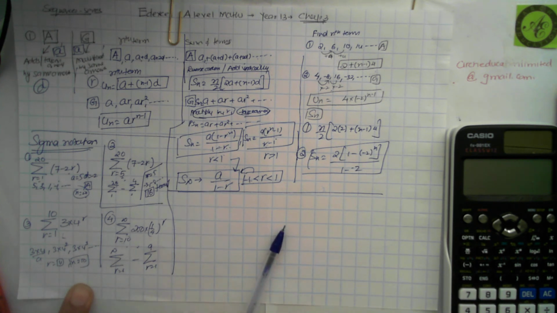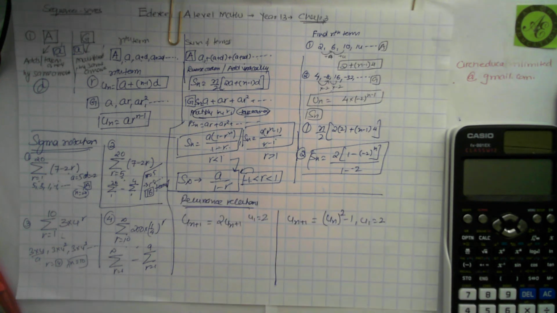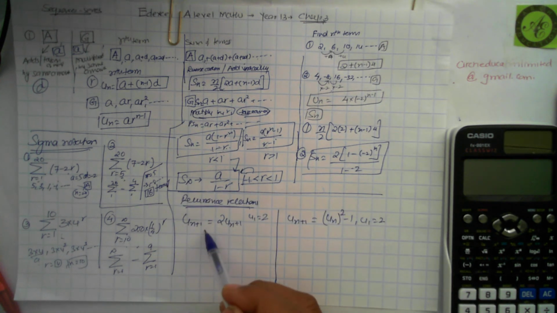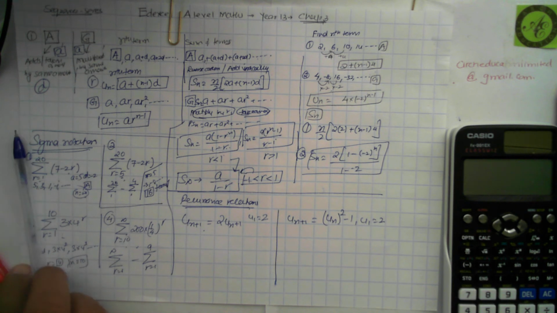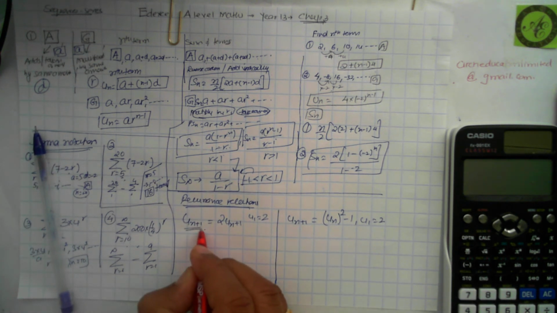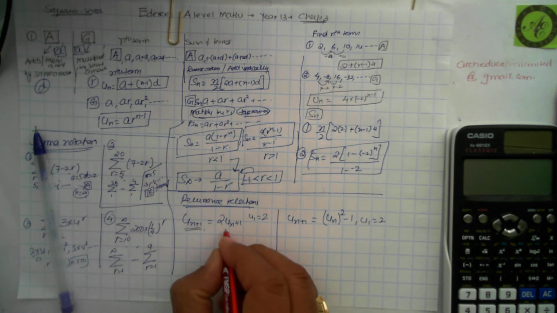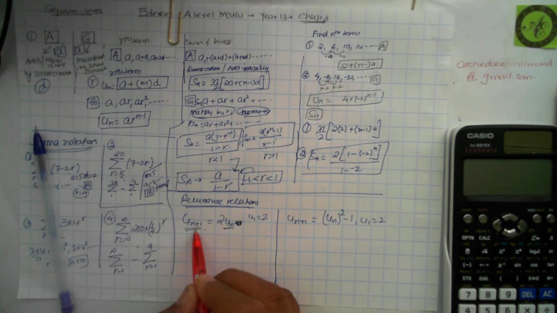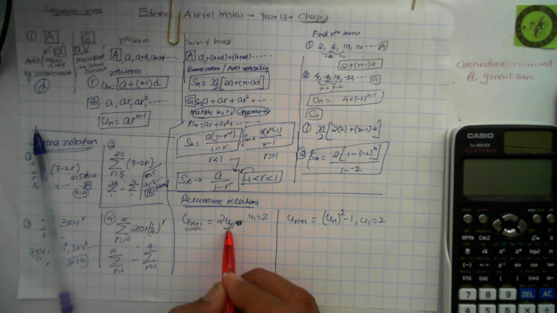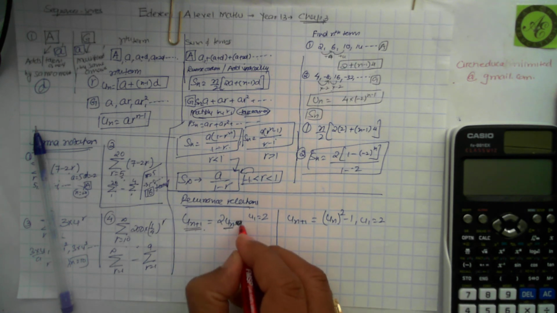Anyway, we move on to the next type, which is the recurrence relation. Okay, this is how recurrence relations look. What happens is that the next term is related to the previous term. Sorry, that should be 2un. Okay, so the next term, the n plus first term, is related to the nth term. Okay, and plus 1, let's say, right?